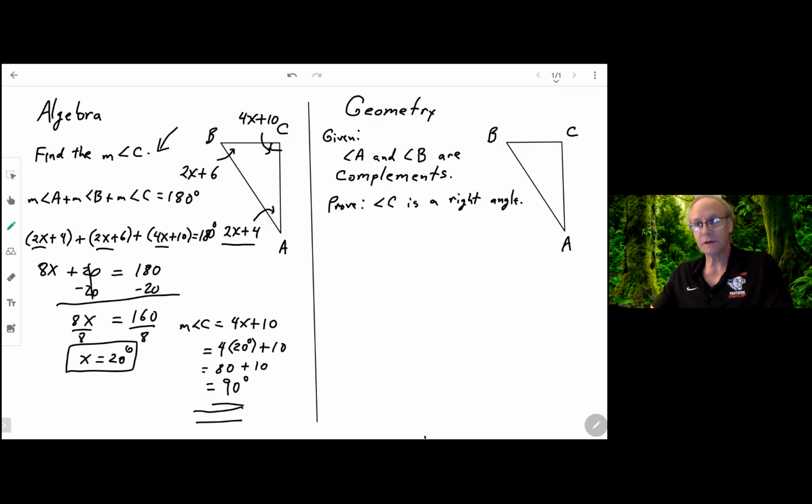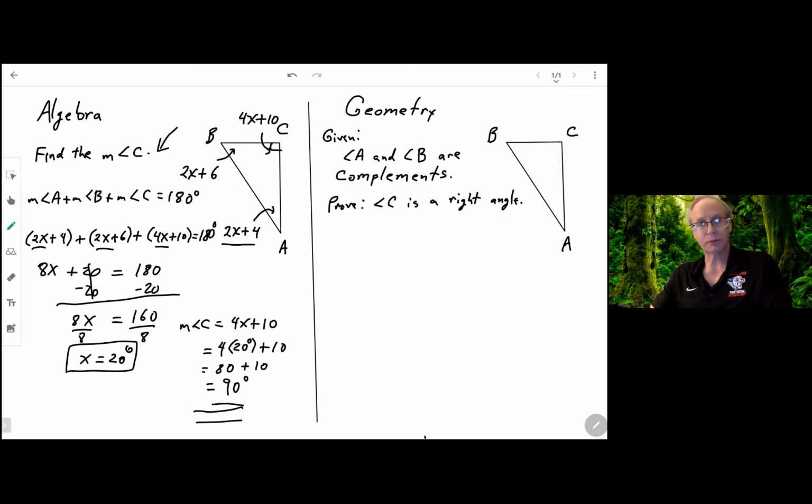People misunderstand, and they think that when they do a geometry proof, they're somehow solving it or doing something like they've done in algebra. That's not the case. When you do a geometric proof, the entire problem must be done in your head before you write anything down. Here's the difference.